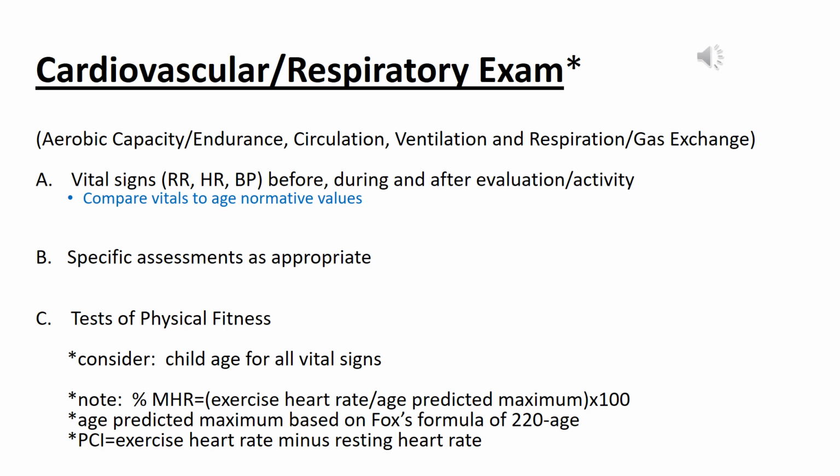So for example, a newborn child is going to have a much faster heart rate and respiratory rate as compared to what a resting rate would be for a 10-year-old child. So you need to know the age of the child and then make those comparisons as to whether or not what you're seeing is typical or outside that normative range that we would expect.